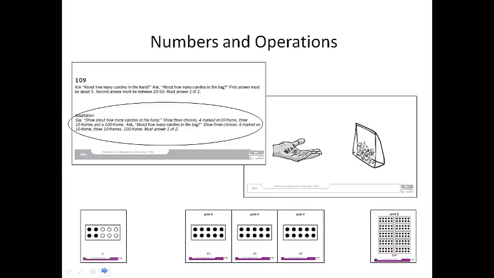The adaptation reads like this. Show about how many candies in the hand, and then the teacher will show them 3 choices: 4 marked on a 10 frame, 3 10 frames, and a 100 frame. Then you'll ask about how many candies in the bag. Again, the 3 choices are shown to the student. The student must answer 1 out of 2 correctly. So again, in the adaptation, the student is showing understanding of a portion of the concept.